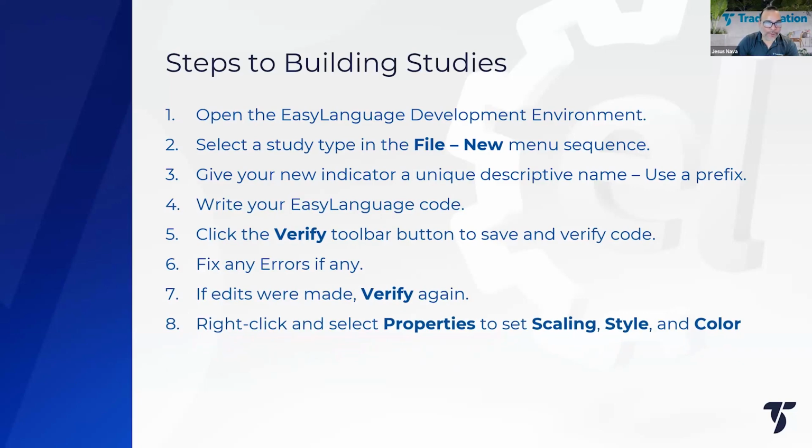And then we go into properties to choose things like scaling, style, color. That's the way that the indicator is going to look when you put it on a chart or put it on RadarScreen. Those things are important. And once you set your properties and style, then you have to verify one more time. Notice that in 5 different steps, we have the verify process 3 times.